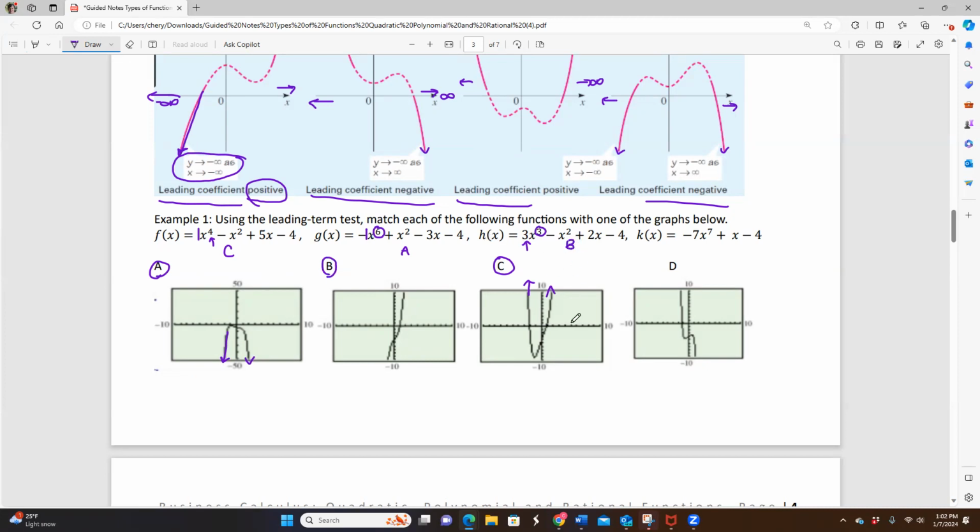H of x has to be the graph B. Finally, K of x has an odd degree function, so the ends go in opposite directions, and the lead coefficient is negative. So since the lead coefficient is negative, it's mostly a decreasing function and opposite directions. So this one has to be D. Kind of how we match it up.